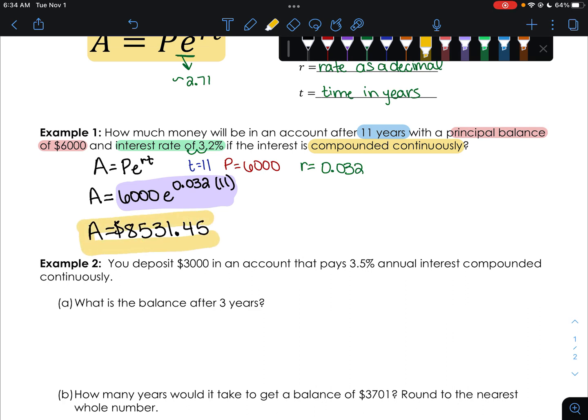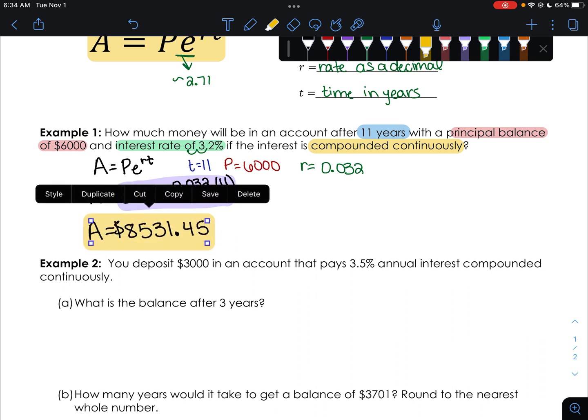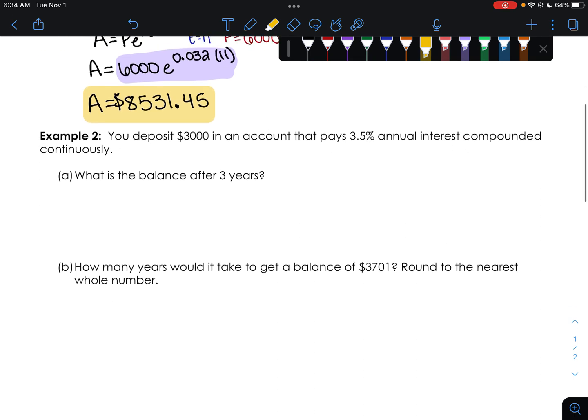So after 11 years of it just sitting in this account, compounding continuously, the ending balance, or the future value, would be $8,531.45. Going on to the next one, if you want to pause the video and try part A, go ahead and do so. You deposit $3,000 into an account that pays 3.5% annual interest compounded continuously.